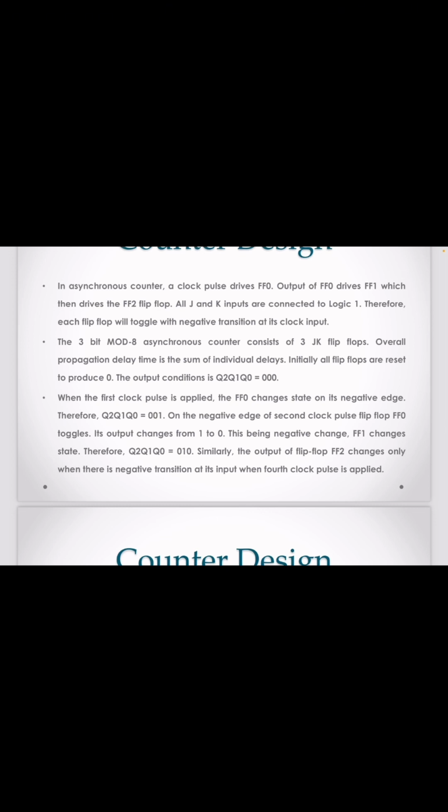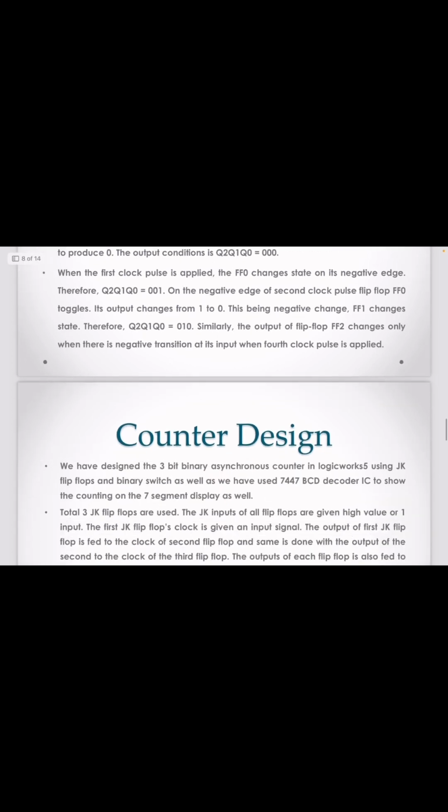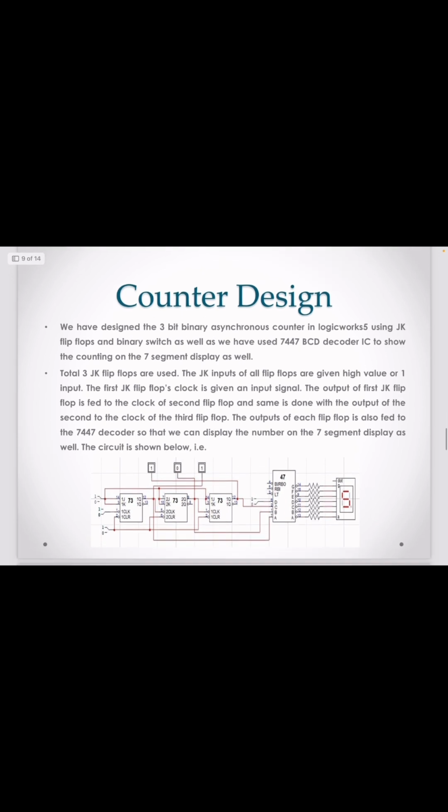On the negative edge of the second clock pulse, flip-flop FF0 toggles. Its output changes from 0 to 1. This negative change makes FF1 change state. Therefore, Q2, Q1, Q0 equals 0, 1, 0. Similarly, the output of flip-flop FF1 changes only when there is a negative transition at its input, when the fourth clock pulse is applied. And here is the counter design.